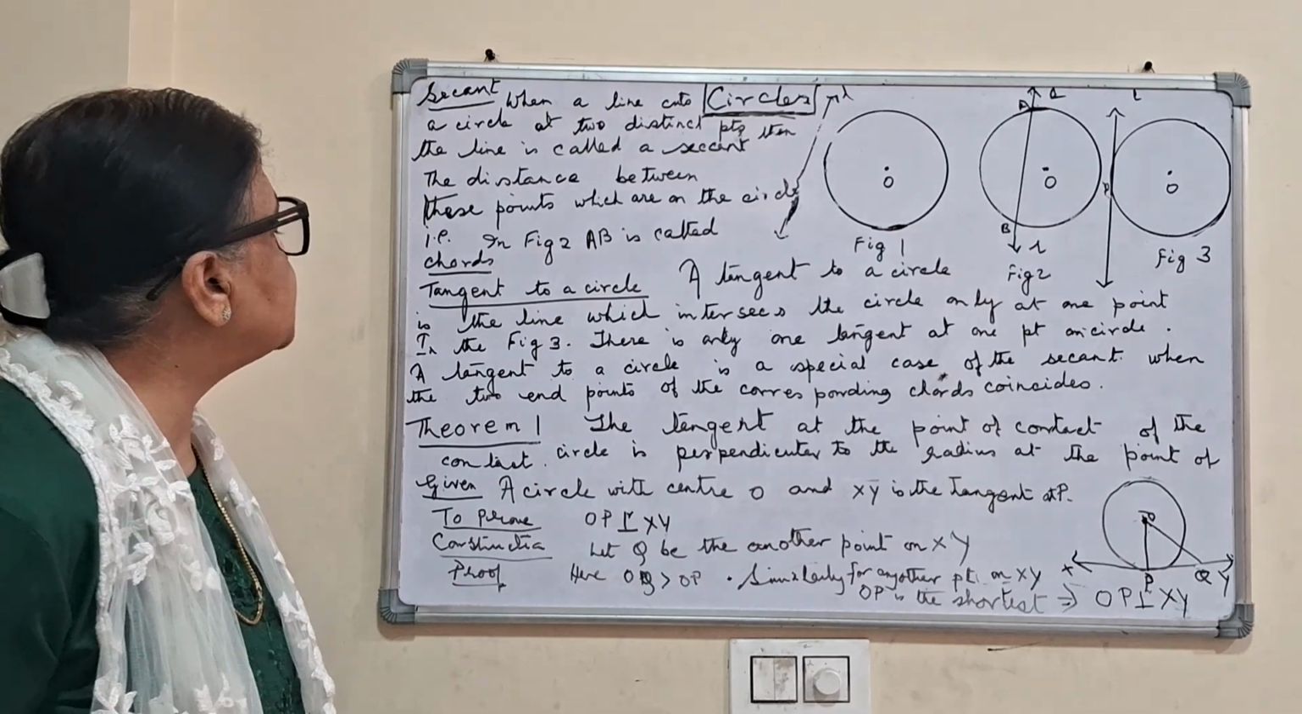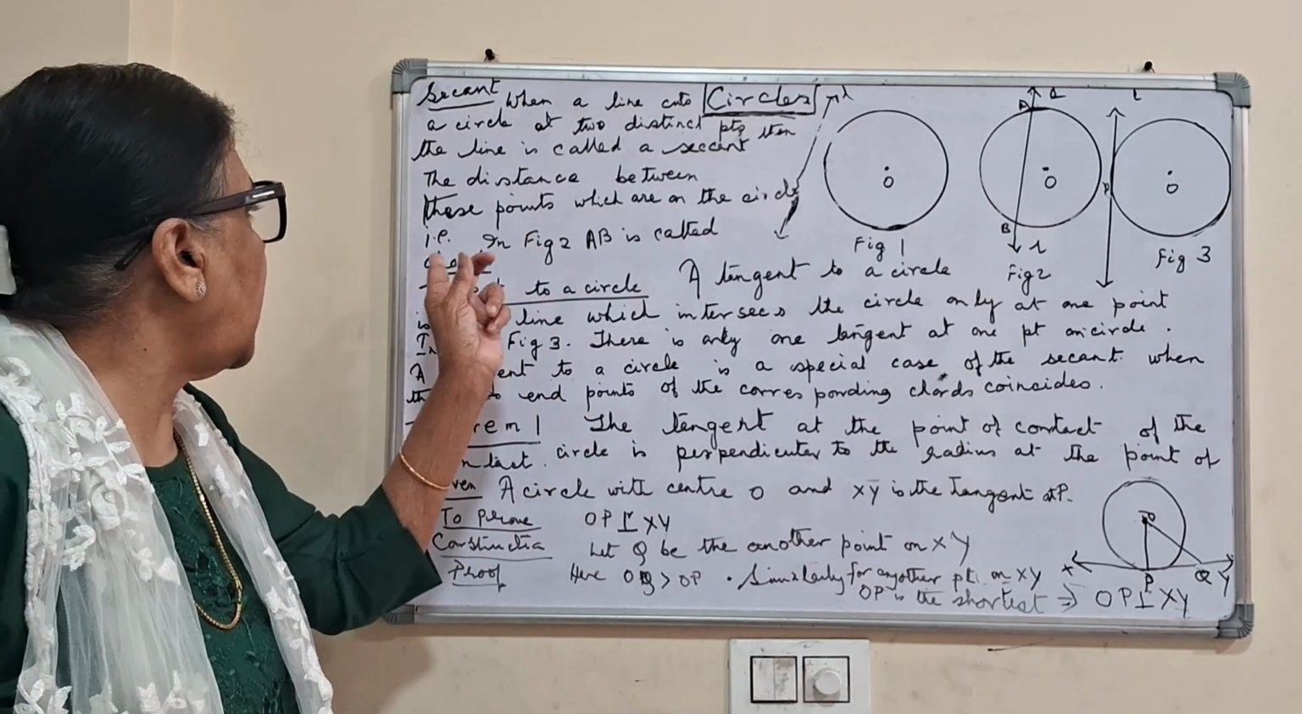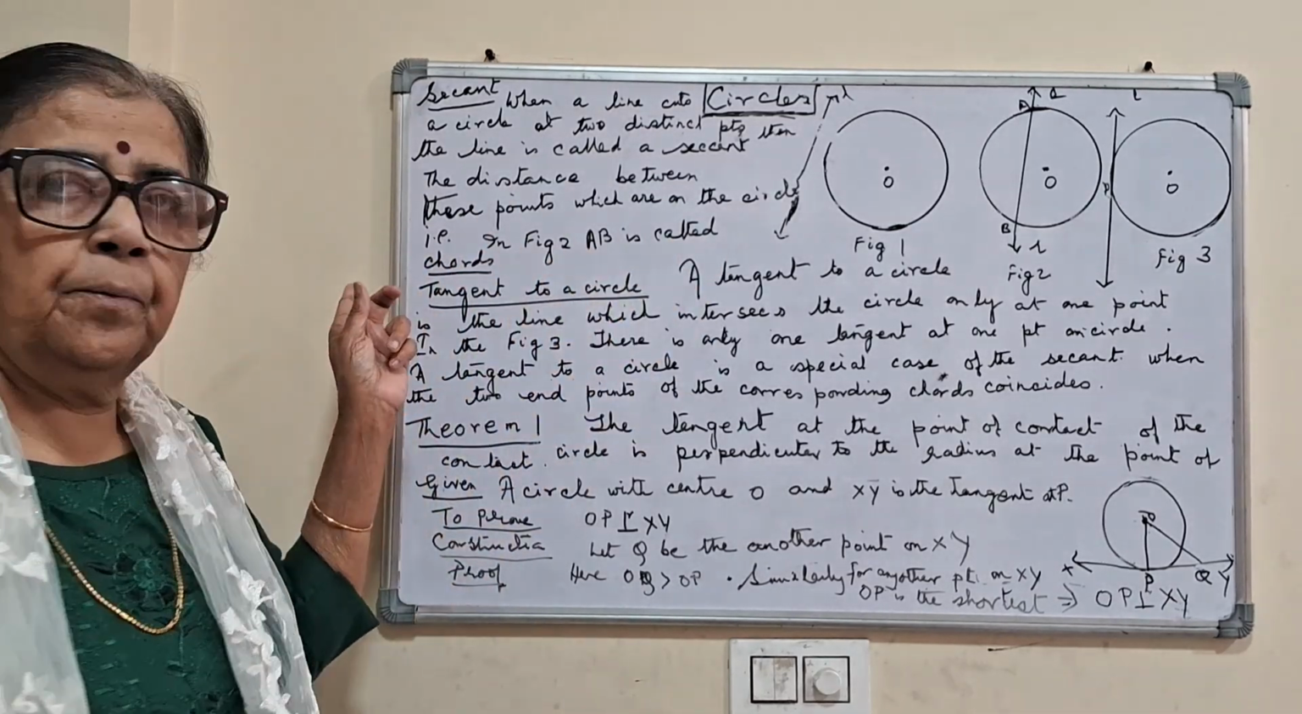The distance between these points on the circle, in the figure AB, is the chord.